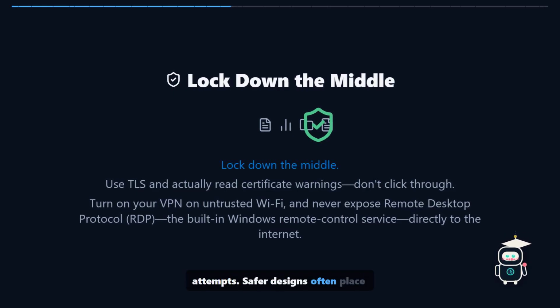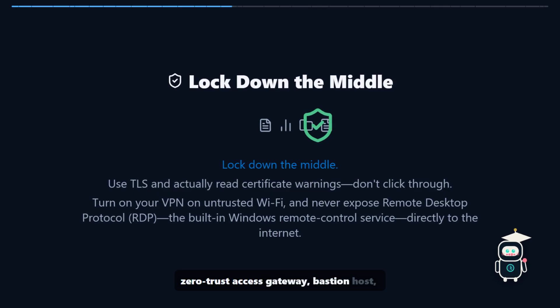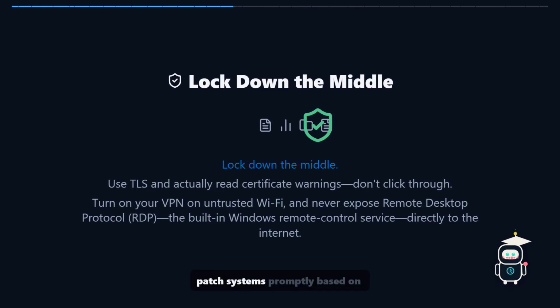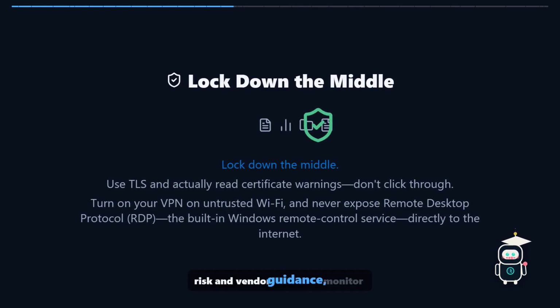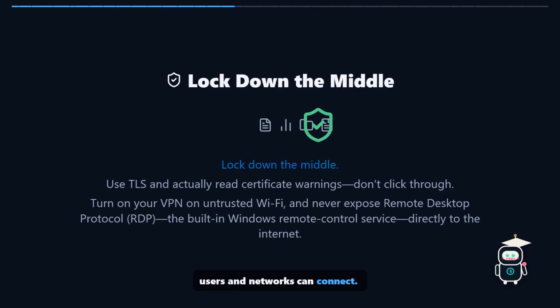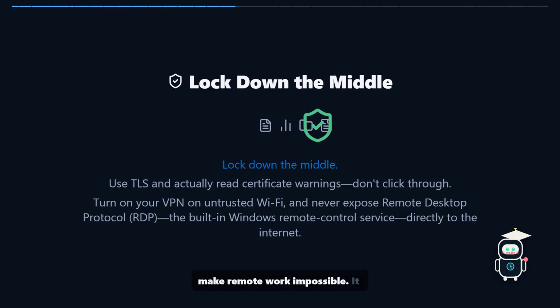Safer designs often place remote administration behind a VPN, Zero Trust access gateway, bastion host, or other approved access path. Require MFA, apply least privilege. Patch systems promptly based on risk and vendor guidance, monitor sign-in activity, and restrict which users and networks can connect. The goal is not to make remote work impossible.